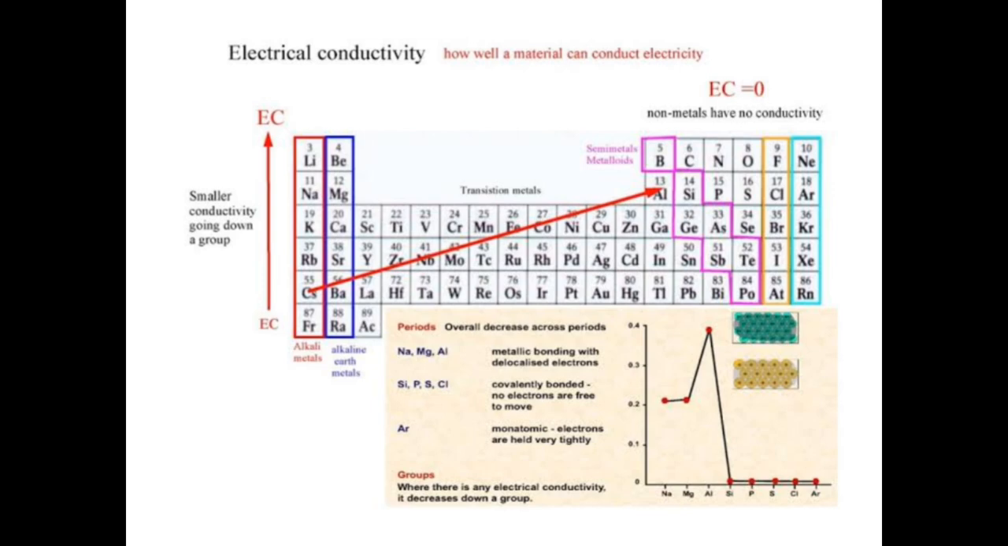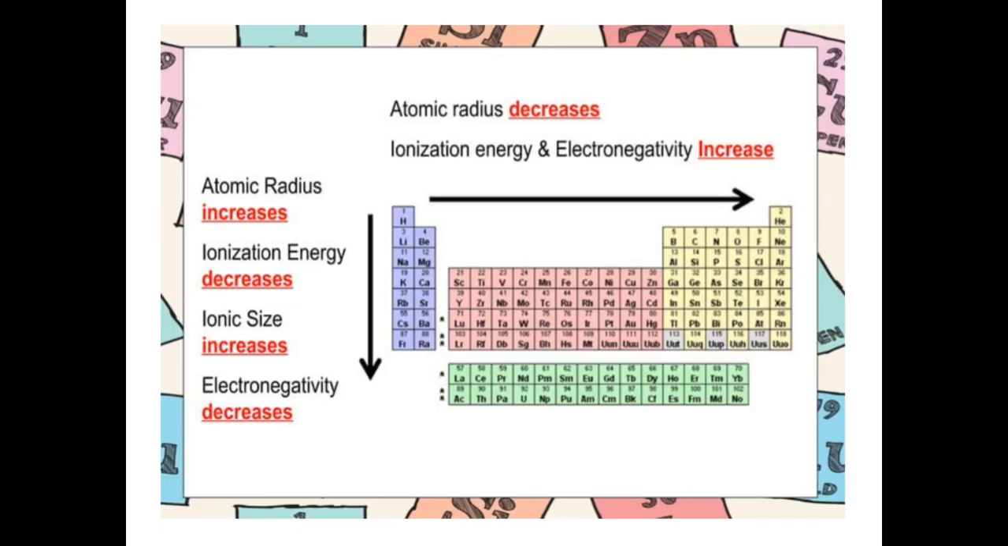So between group 1 and group 3, if you are stating the trends, we say that the electrical and thermal conductivity will increase across the period and decrease down the group. But generally, as you move from metals to non-metals, electrical and thermal conductivity will decrease across a period, then increase down the group. This must be well stated and explained. Now let's look at the summary of the periodic table.